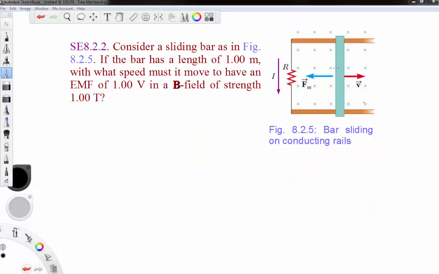So now we want to consider the case of a bar which is sliding along a pair of tracks and is inside of a uniform magnetic field of 1 Tesla, and what we want is an induced voltage of 1 volt. Given that this is a 1 meter long bar, we want to know how fast the bar needs to be moving in order for this to be the case.